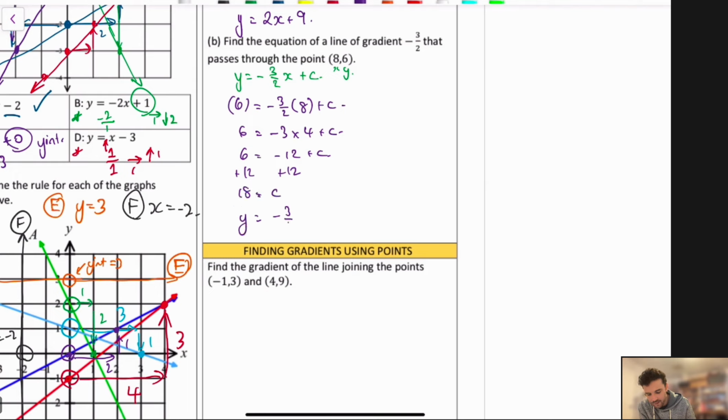Rewrite our equation. There we go. So that's how you tackle those questions. Rule of thumb, start off your equation, sub in either your m or your c, then sub in a coordinate to find the remainder. Hopefully that was useful.